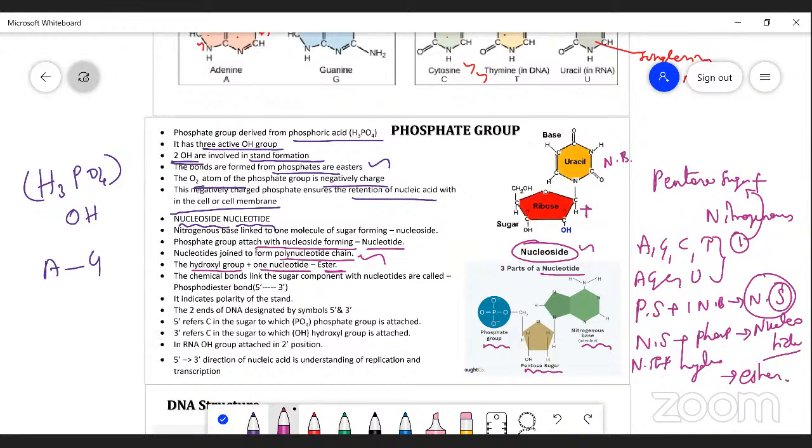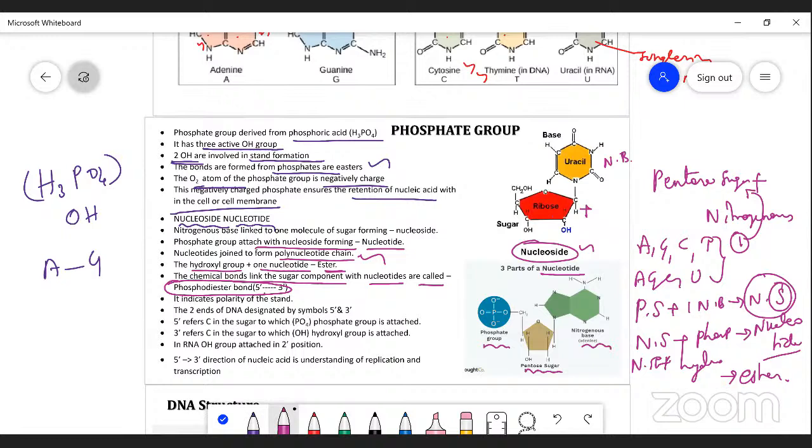How are the esters forming? One nucleotide combines with one hydroxyl group and forms the ester. Next, the chemical bond between the sugar component and the nucleotide is called a phosphodiester bond. One word answer: one nucleotide plus one sugar component, that is deoxyribose or ribose sugar, is joined by the phosphodiester bond.